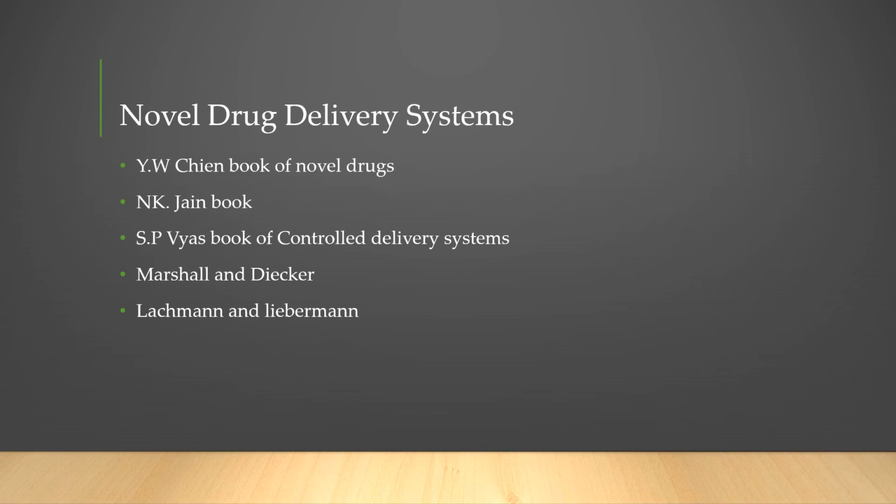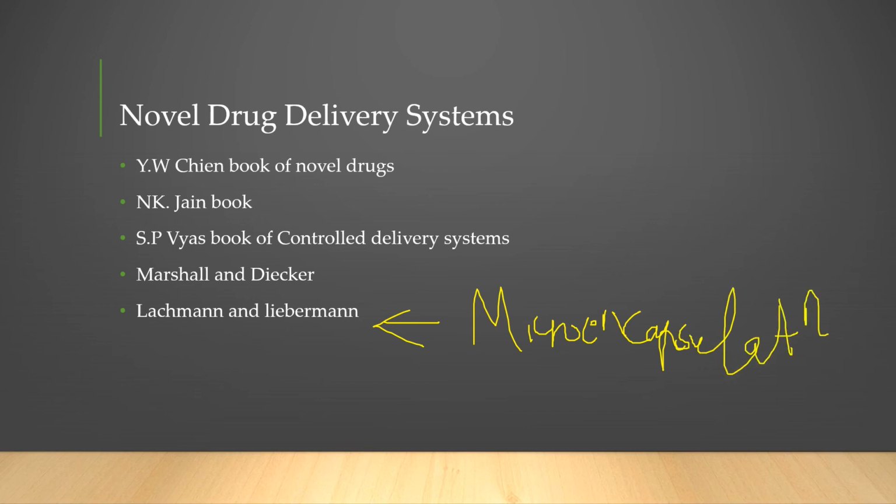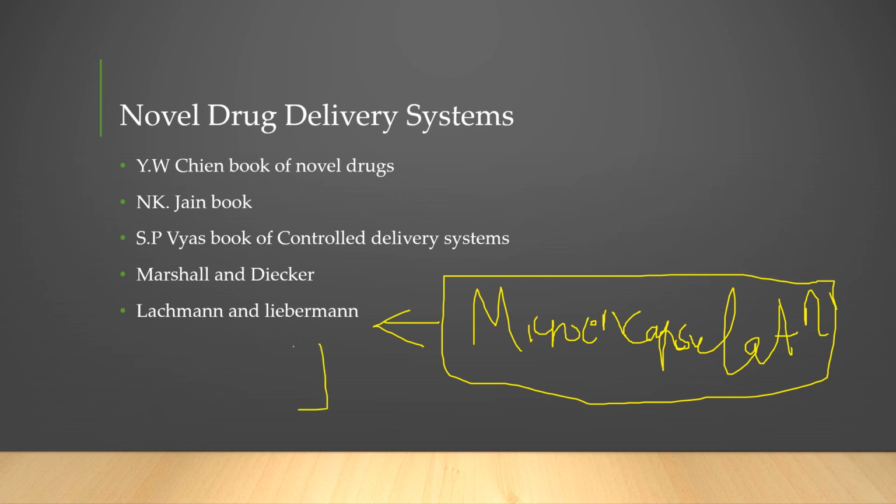Next we have the NDDS, that is the novel drug delivery system. For microencapsulation, you can refer to this book. That's the best topic given in the Lachman and Lieberman, microencapsulation. Also for your industrial pharmacy, the pilot plant that's given, that also you can study from here, because pilot plant is also given in Lachman and Lieberman for industrial pharmacy.